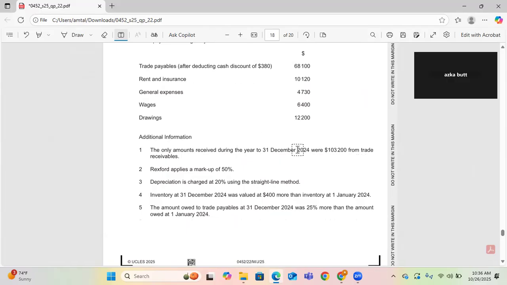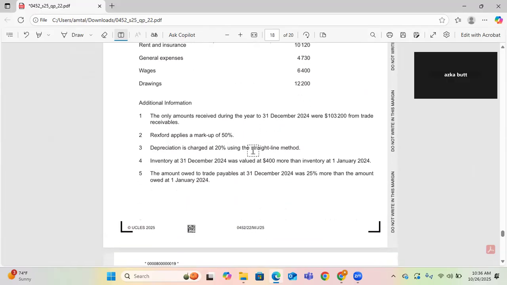Okay, so this is related to trade receivables, and this is not relevant. Markup of 50% is not again relevant. This is information related to depreciation. This is related to inventory, and the fifth adjustment is related to the trade payables.